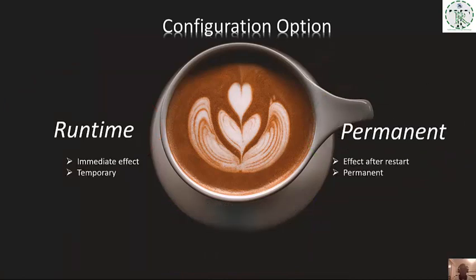I'll now talk about configuration options. In Linux, when you are configuring Firewalld, you have two major options you can configure, which are the runtime configuration option and the permanent configuration option. I hope these words are self-explanatory, but I'll go ahead and explain.